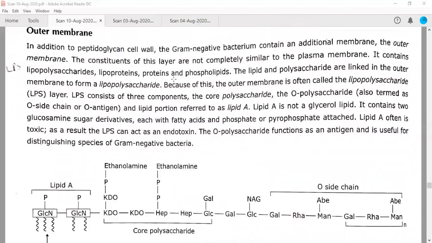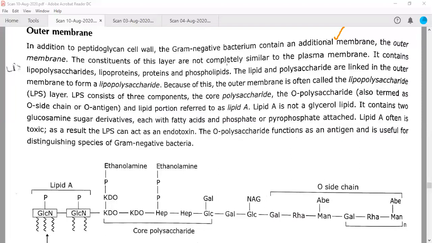Okay, so in addition to the cell wall, gram-negative bacteria contain an additional membrane. You need to underline this because this is very important. This additional membrane is making these gram-negative bacteria more pathogenic, or you can say these gram-negative bacteria have two membranes. This additional membrane is nothing but the outer membrane or the LPS membrane. It is also called the LPS layer.